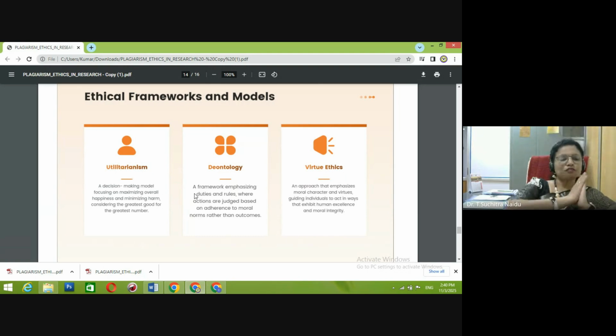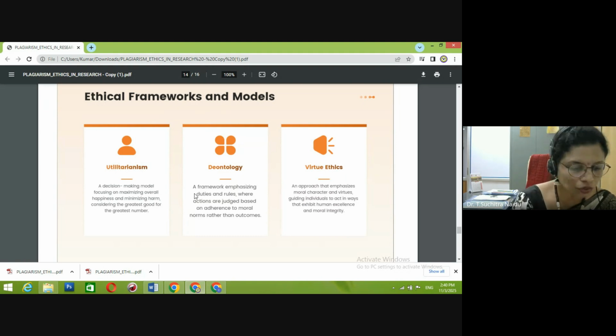So the first model that we use here is the utilitarianism model. Here we assess the actions based on the outcome. This is with regards to the benefit of the community, the benefit of a whole group, the benefit of a larger community. This is not benefit to one person. This is benefit to the entire community. That is the utilitarian model.